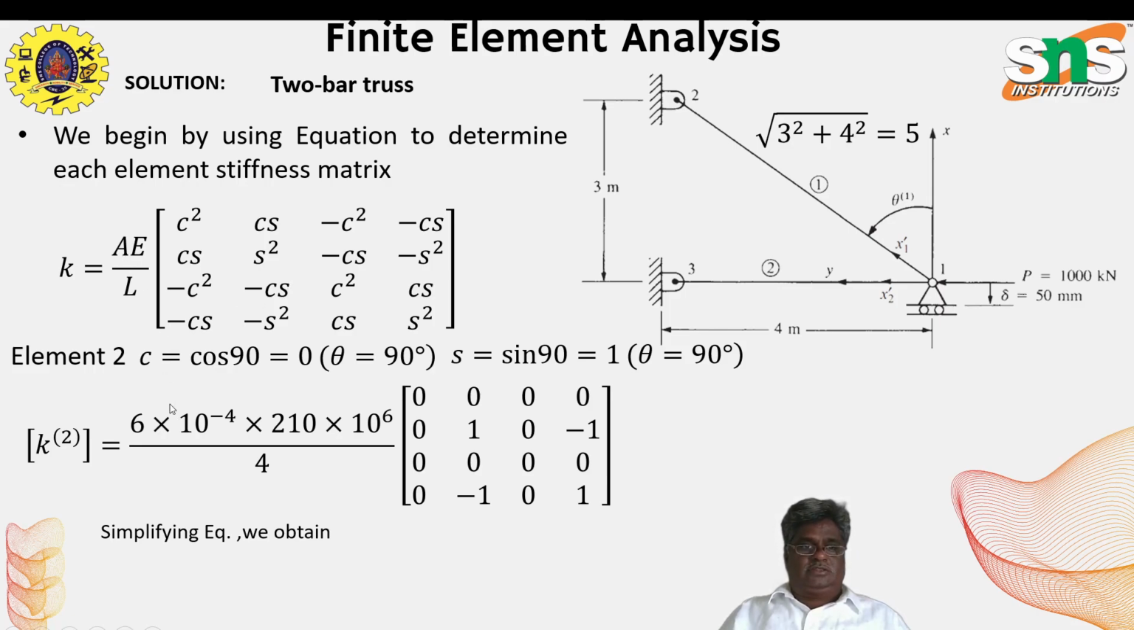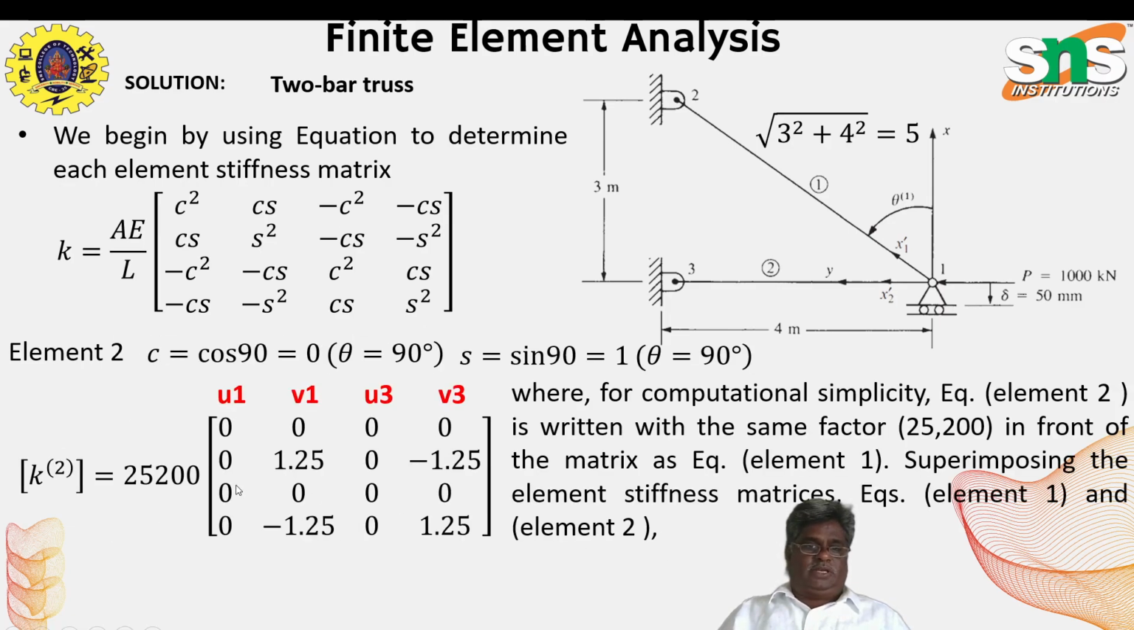Substituting the values, AE divided by L, we simplify the equation and obtain 25,200. For simplicity, the element 2 matrix is written with the same factor 25,200 in front of the matrix, as for element 1. Then we superimpose the element stiffness matrices of elements 1 and 2, and simplify inside the matrix, so 1.25.